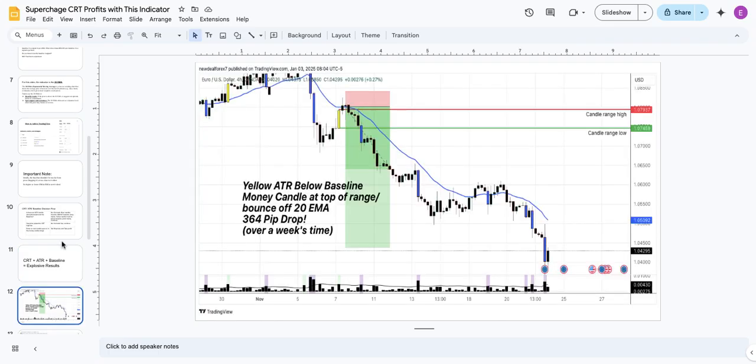So let's take a look at some of them here. So this is Euro Dollar. All right. So first thing, and I wish this was a little bigger, but there were a lot of candles here. Remember, this is a 4-hour chart. So I hope you can see where my cursor is right here. You have a yellow candle below the baseline.